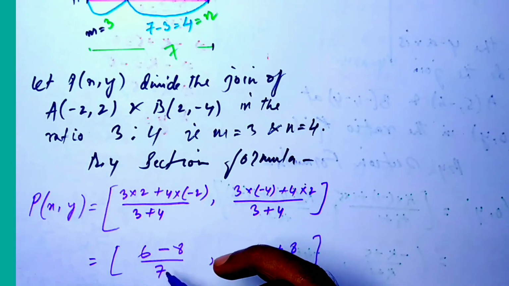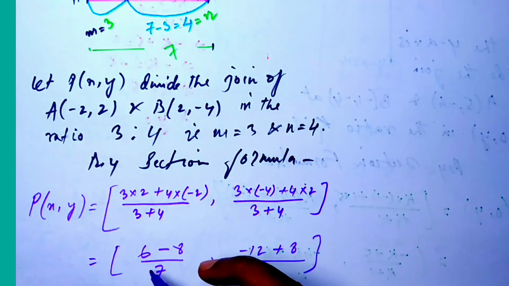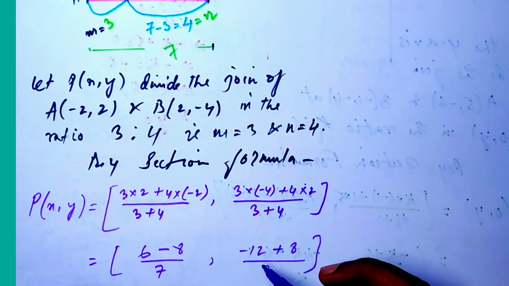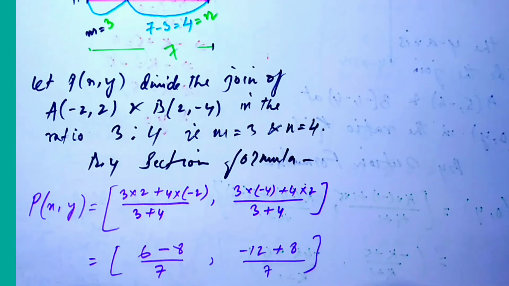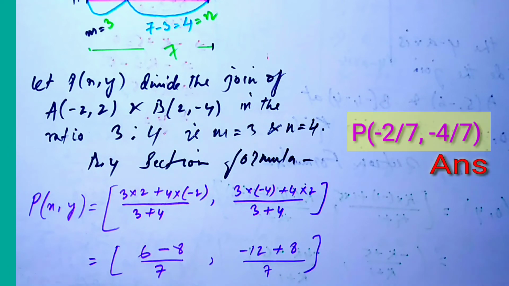So 3 into 2 is 6, 4 into -2 is -8, 6 minus 8 is -2 by 7, and here 3 into -4 is -12, plus 4 into 2 is 8. So calculating, we get the value of P as (-2/7, -4/7), which is our answer.